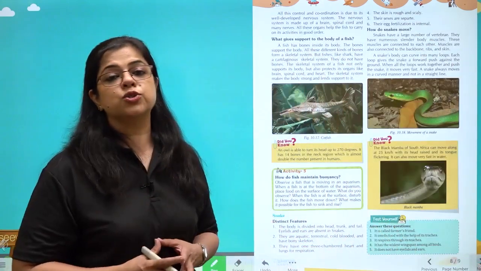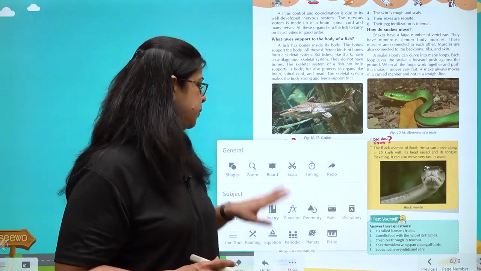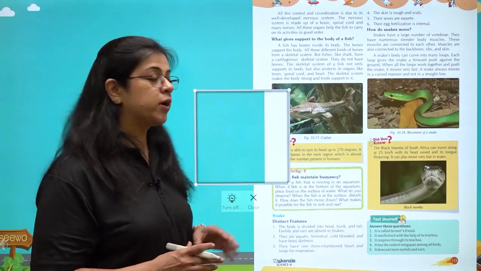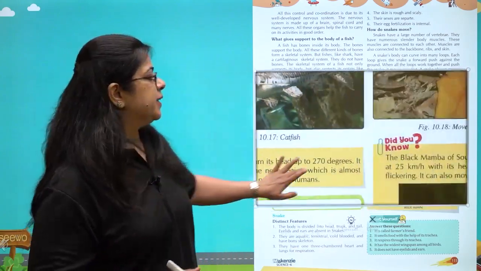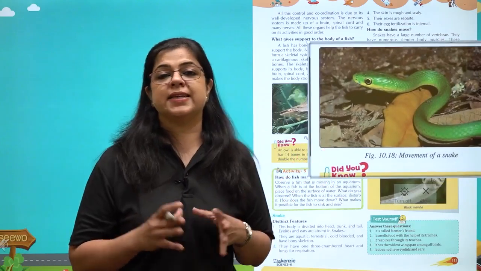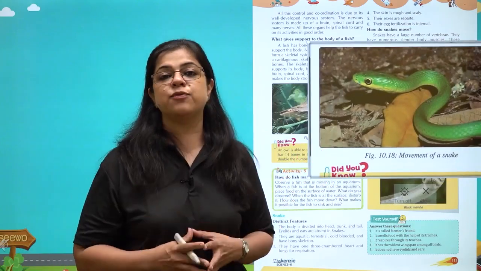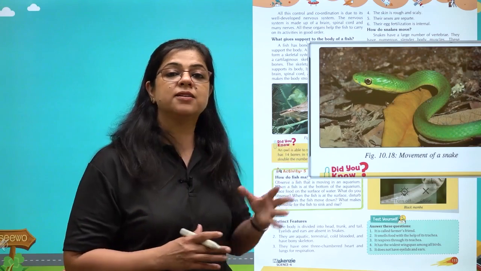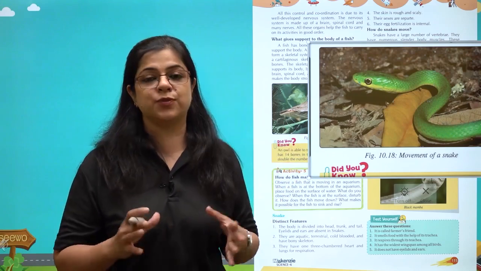The snake also moves from one place to another with the help of its body scales. With the help of these scales, it is able to drag itself along the surface, and a snake does not walk in a straight line, as we all know.